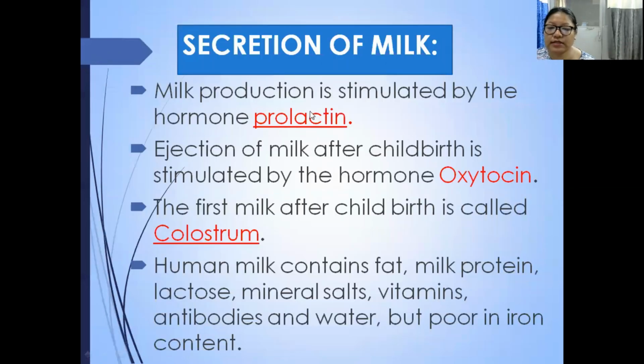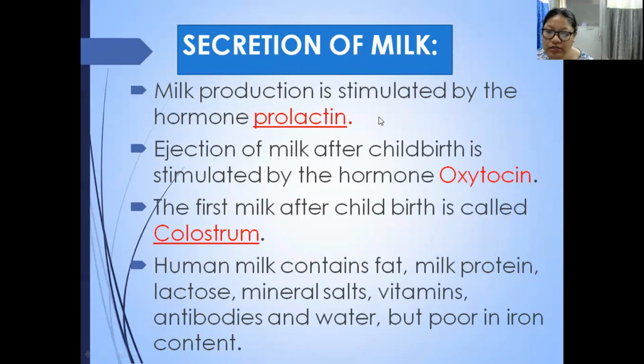Now we will see the secretion of milk. The main function of the mammary gland is to secrete and eject milk. I've told you in the beginning, this is called lactation. Lactation is nothing but the secretion or ejection of milk. And lactation is associated with pregnancy and childbirth. It happens only when a female is pregnant and after the child is born.